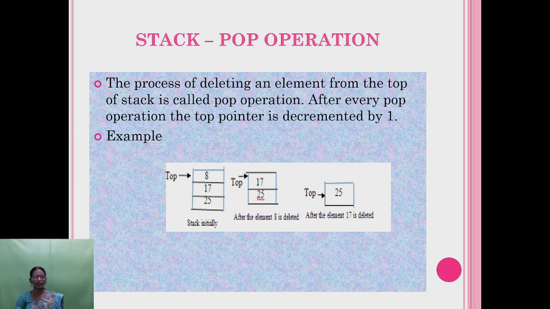Next the pointer moves downward. The top is decremented by 1, then it becomes 17, and the top points to 17. Next, when we do the pop operation, 17 is also deleted and the top is decremented by 1. Now you find 25. Then deleting 25 makes the top value -1. This is your stack pop operation.